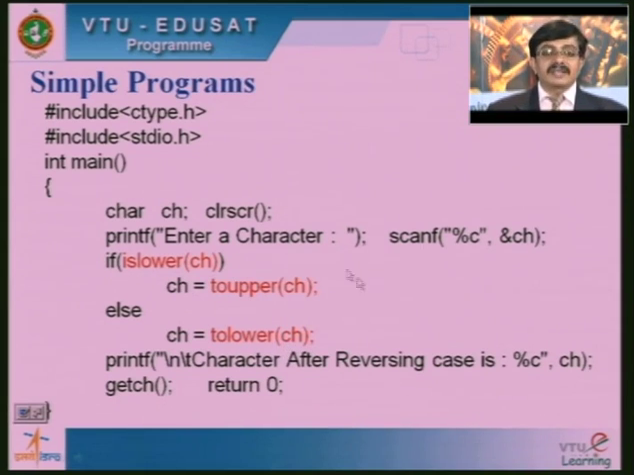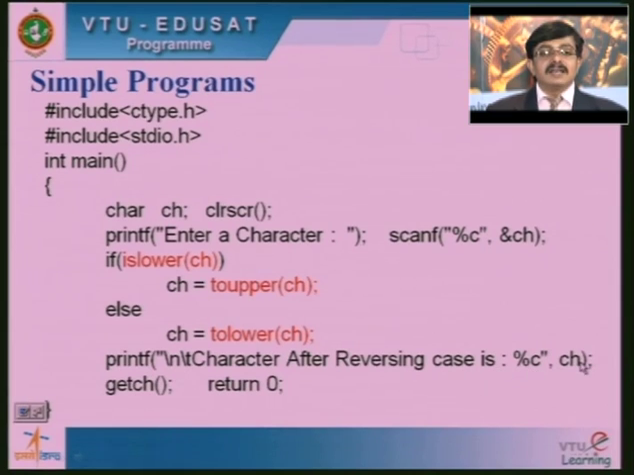So if I pass an uppercase letter as a parameter, it will convert into lowercase, and if I pass lowercase as a parameter here, it will convert it into uppercase. Here, what exactly am I printing? The character after reversing case is %c, comma ch. Assume I enter capital A as the character, then the output will be: character after reversing case is lowercase letter a. And if I give the input as a lowercase letter c, then the character after reversing case is printed as uppercase letter C.